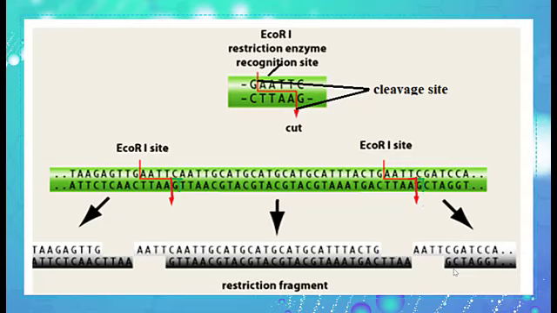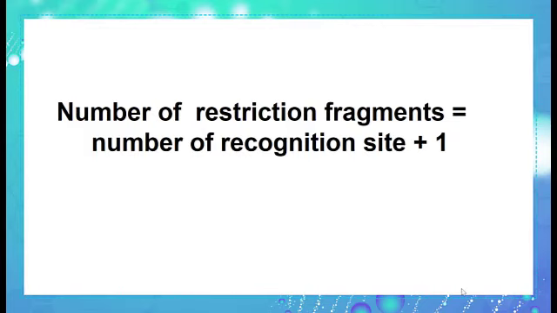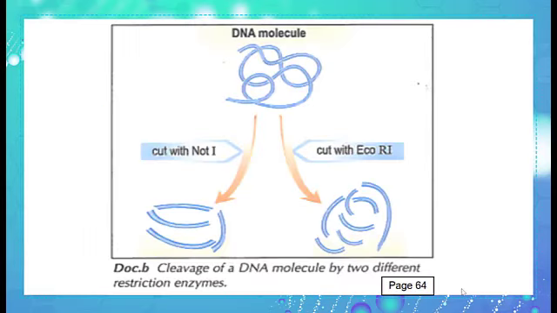So, in general, you can use this formula: every time, the number of restriction fragments equals the number of recognition sites plus 1. Let's apply this rule on the example of document B of your books. This document shows the restriction fragments obtained after cutting the same DNA molecule with 2 different restriction enzymes, NotI and EcoR1. Can you determine how many restriction sites there are for each enzyme within the given DNA molecule?